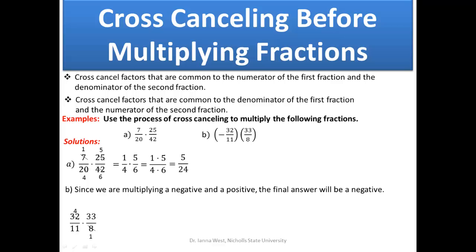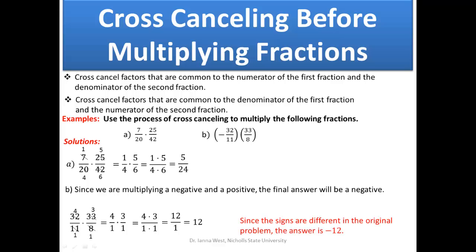Notice also that 11 and 33 have 11 in common. 11 goes into 11 one time, and 11 goes into 33 3 times, leaving us with the reduced product 4/1 times 3/1. Multiplying the numerators and the denominators gives us 12/1. But anytime we have a number in the numerator and a 1 in the denominator, the answer is just going to equal the numerator. But remember, our original problem is a negative number times a positive number, so our final answer to part B is -12.